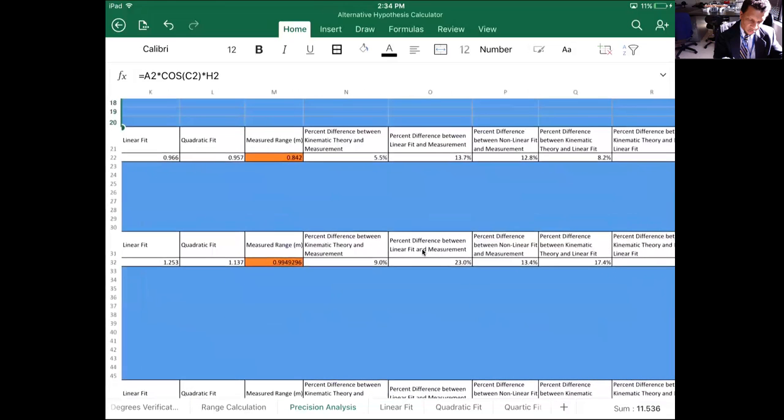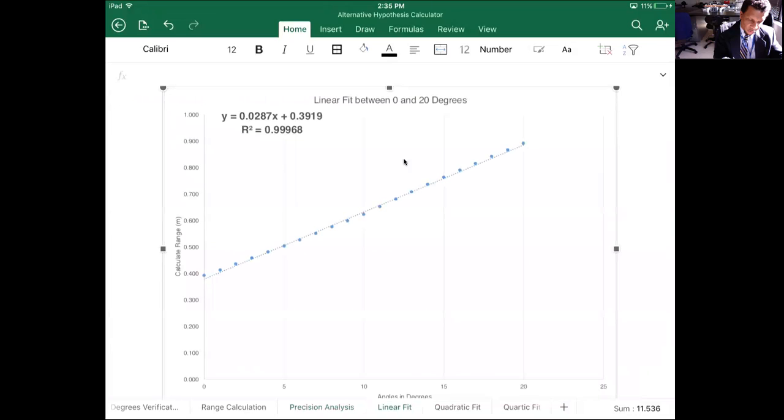That we can discuss. But I'm going to go to linear fit here. And this is the equation that we're using to produce our linear fit. So find our percent difference between where we would predict that ball to land using this equation at 0, 10, 20, 30, and 45 degrees, okay?